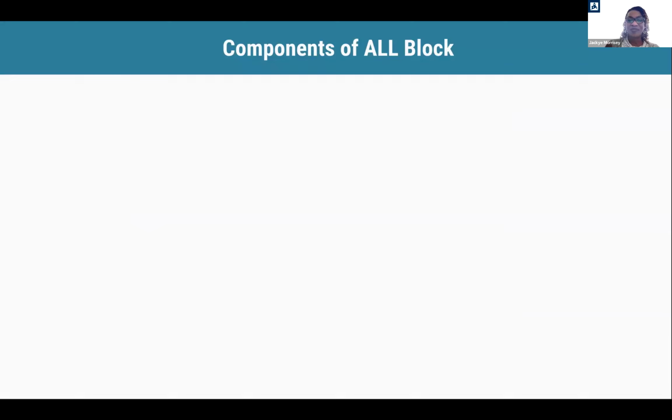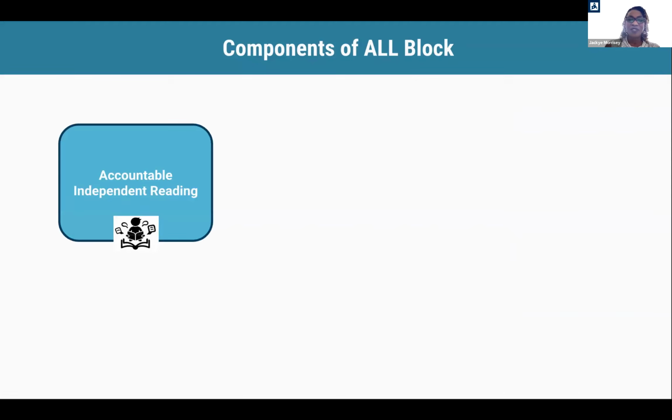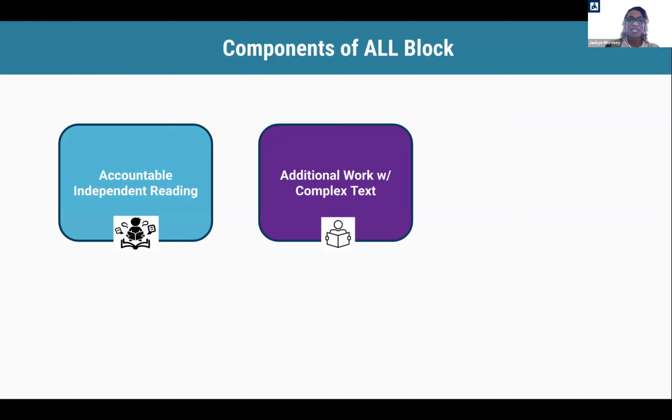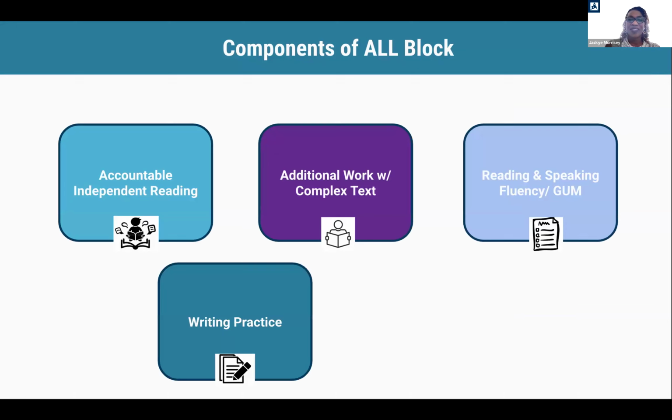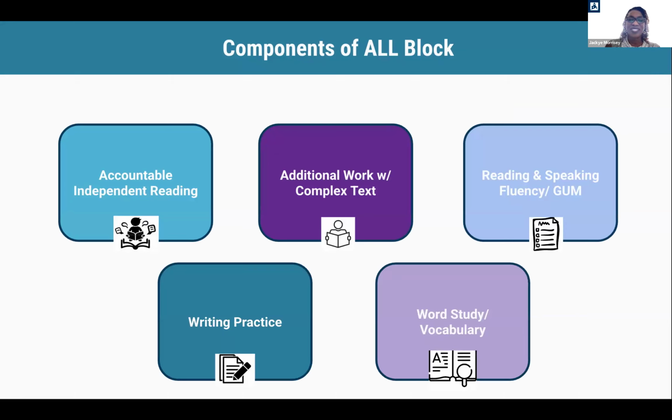If we look at those five key rotations or components of All Block, you'll see them pop up on the screen in front of you. There is accountable independent reading, additional work with complex text, reading and speaking fluency, grammar usage and mechanics, writing practice, and word study and vocabulary. I'd like to take a moment or two to talk about each one of those key components in greater depth and detail so that we can all acquire a greater level of understanding and appreciation for what each one of these rotations adds to our students' learning.